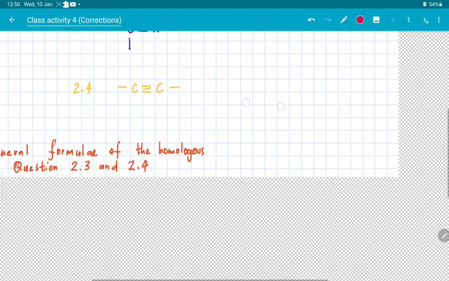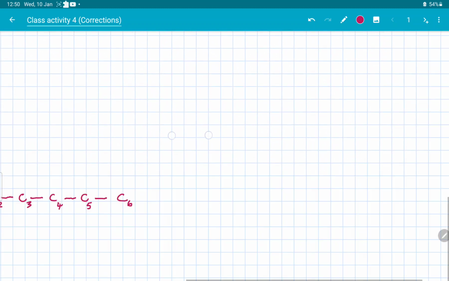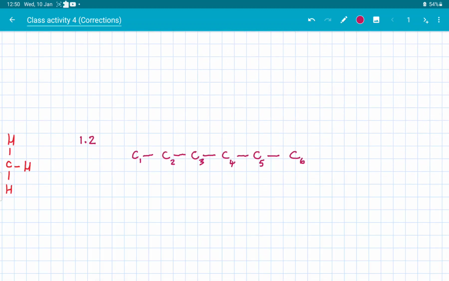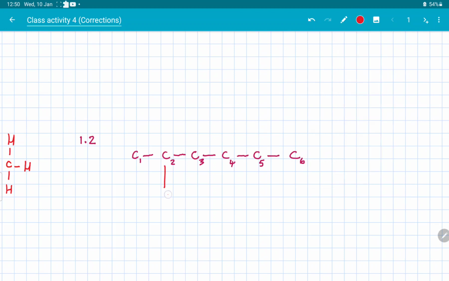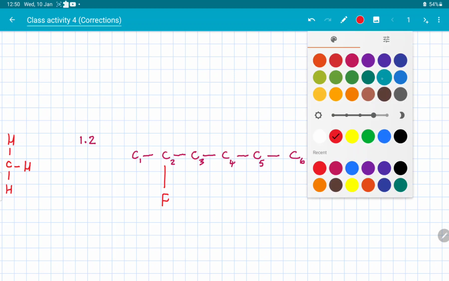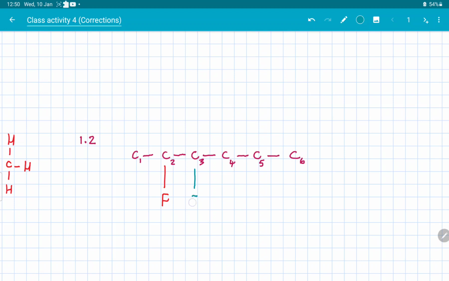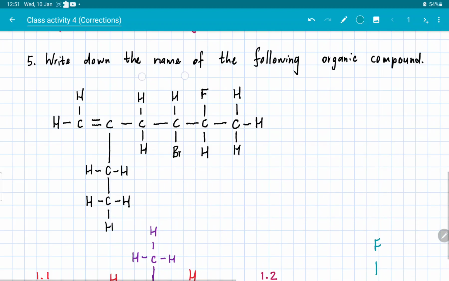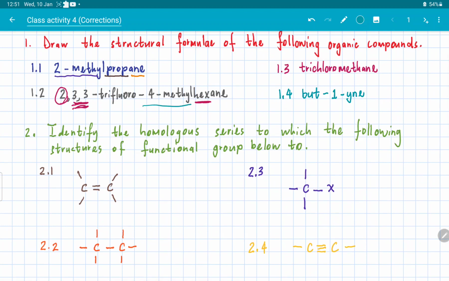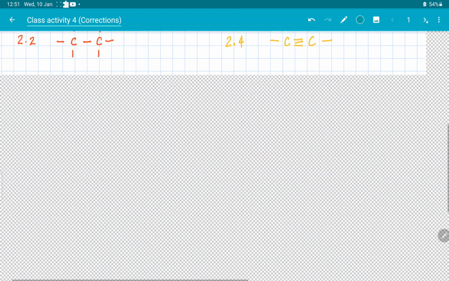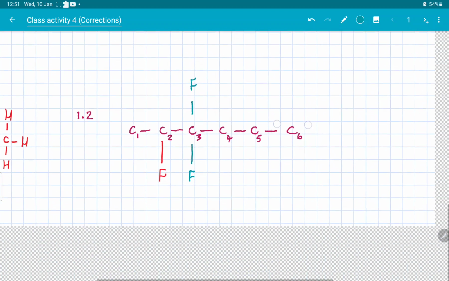Where is it now? Okay, I place a fluorine here. And then I place the other two here. There are my fluorines. Then go back to the molecule. The other part is 4-methyl. Therefore, I go and place a methyl on carbon 4.